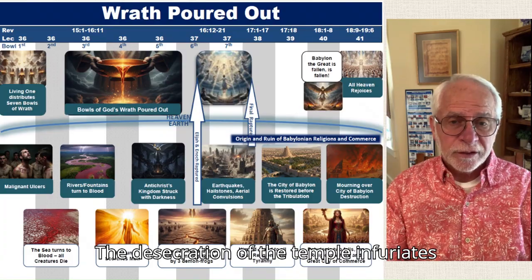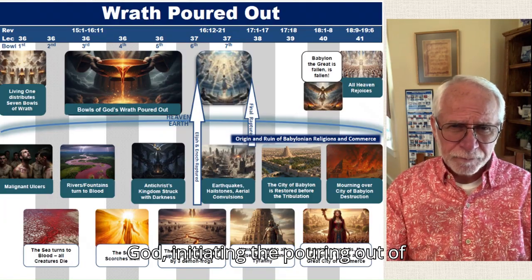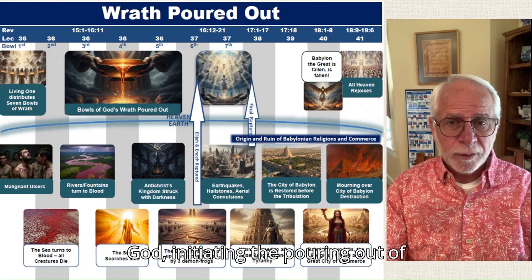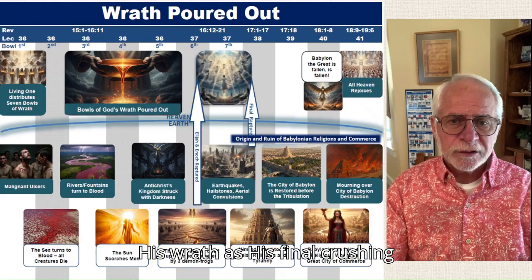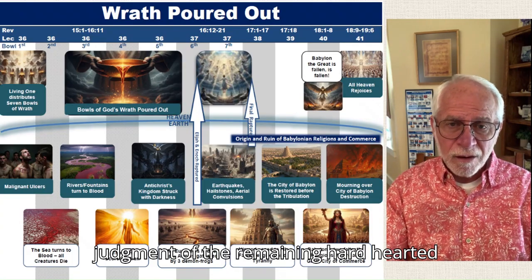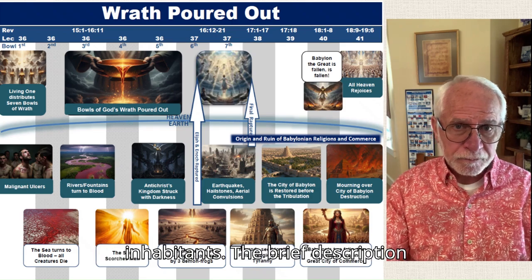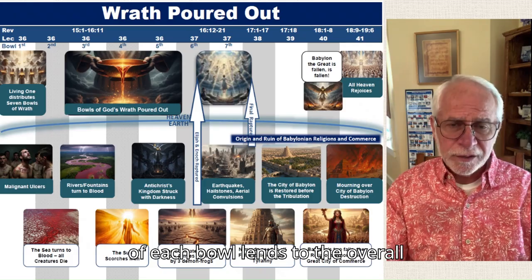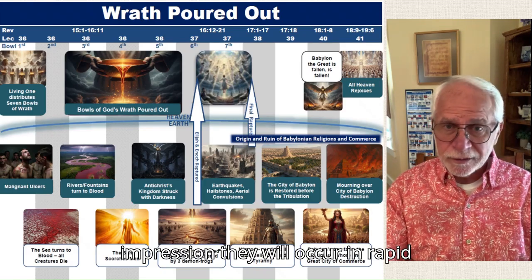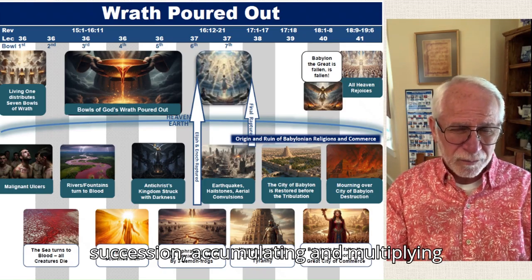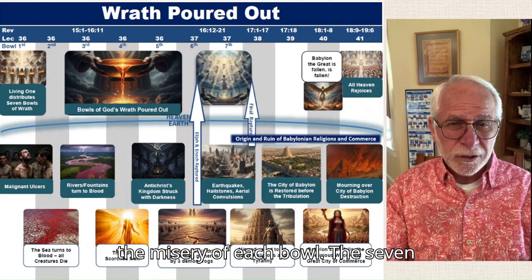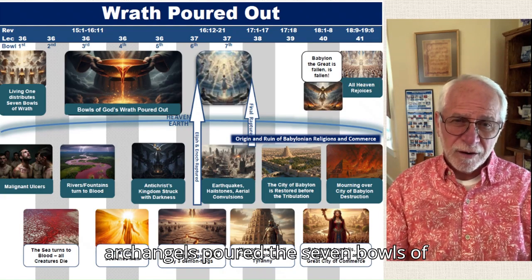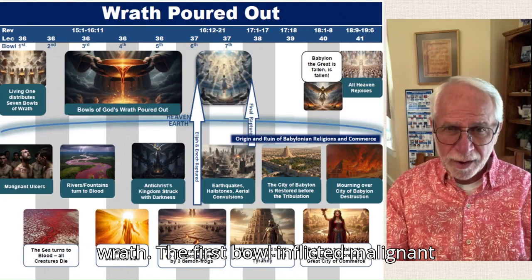The desecration of the temple infuriates God, initiating the pouring out of his wrath as his final crushing judgment of the remaining hard-hearted inhabitants. The brief description of each bowl lends to the overall impression they will occur in rapid succession, accumulating and multiplying the misery of each bowl. The 7 archangels pour the 7 bowls of wrath.